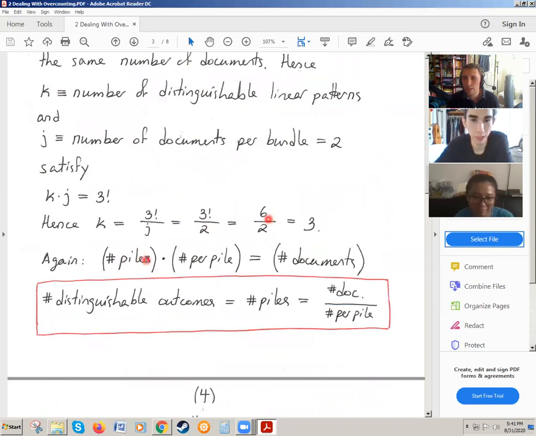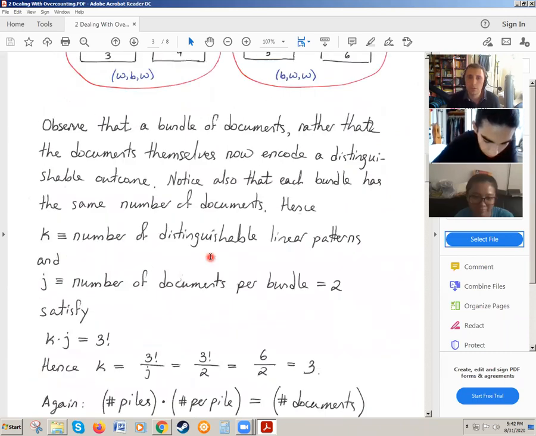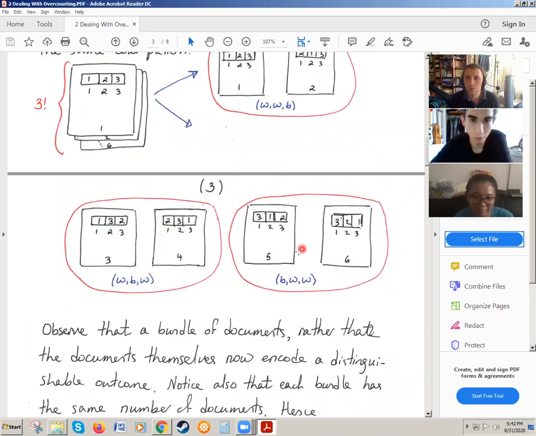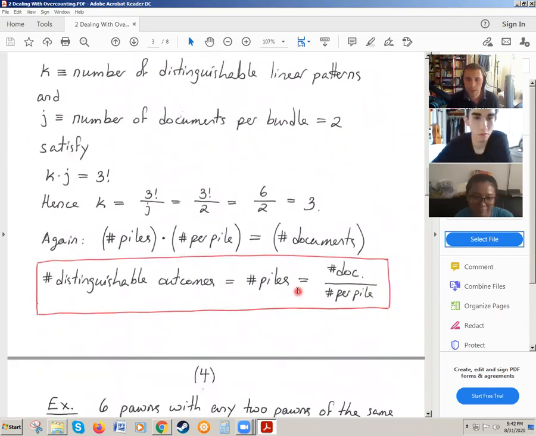The number of piles times the number per pile equals the number of documents. That's the idea. So I was able to create codes for the documents, but there is a redundancy because the number per pile is not 1. So I can figure out the number of piles by writing number of documents divided by number per pile. Again, that only works if each pile has the same number of documents. Otherwise, this technique is not useful. You understand? So like in here, we have 2, 2, and 2. Good.